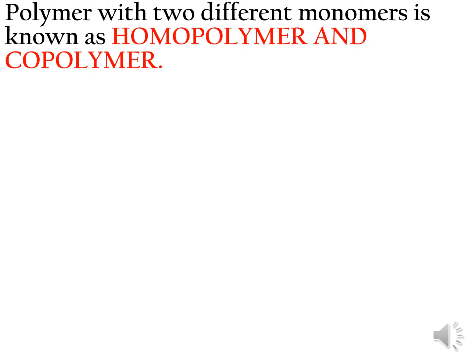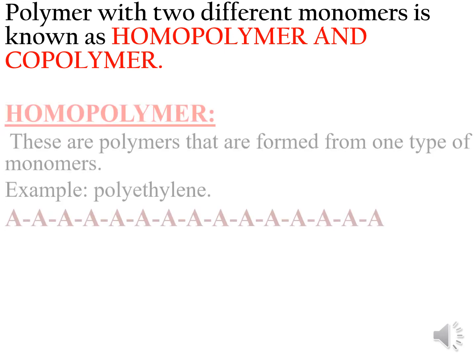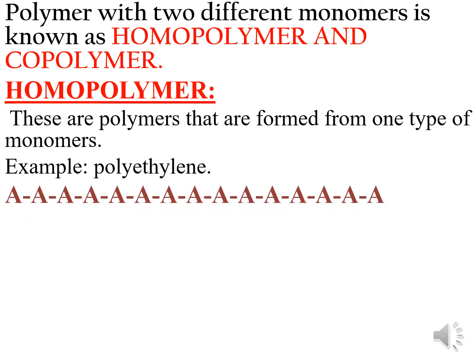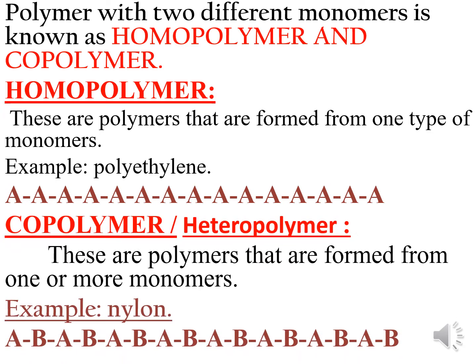Polymers are of two types based on monomers: homopolymer and copolymer. Homopolymers are polymers that are formed from one type of monomer, so that the molecule consists of chemically uniform compounds. Example, polyethylene. Copolymers or heteropolymers are polymers that are formed from two or more different monomers. Example, nylon.